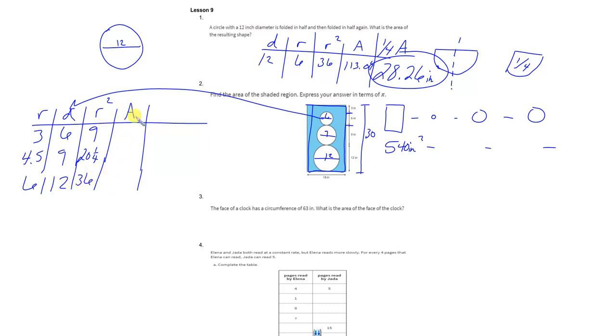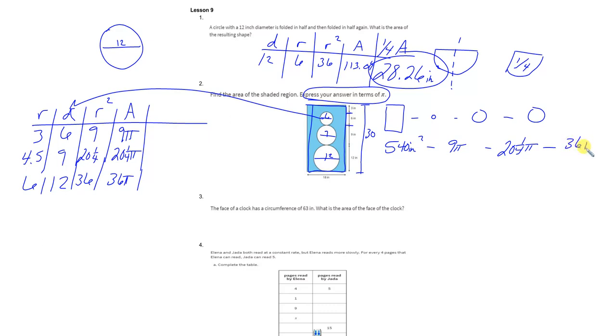Now, to get the answer for the area, we have to multiply these by pi, but it says express your answer in terms of pi. So 9 times pi, but leaving pi involved, is 9 pi. 20 1/4 times pi is 20 1/4 pi. And then 36 times pi is 36 pi. So we have all of those. So the small circle is 9 pi, and the medium sized is 20 1/4 pi, and the big one is 36 pi.